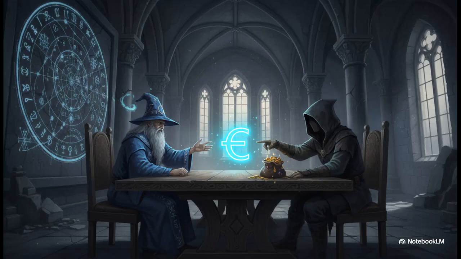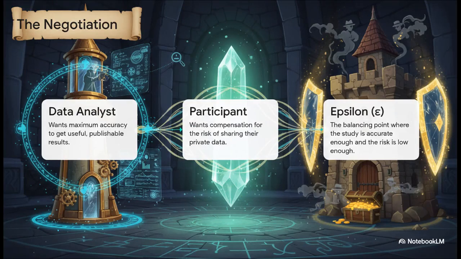So let's put on a different hat now. Let's stop thinking like a spy and start thinking like an economist. We can actually look at epsilon as the result of a negotiation, an economic bargain. On one side of the table, you have the data analyst. They need the highest accuracy possible to get useful, meaningful results. On the other side, you have the participant, that's you and me, who's taking on a risk by sharing data and wants it to be worth it. Epsilon is the balancing point. It's the number where the analyst gets enough accuracy and the participant feels the risk is low enough for the reward.